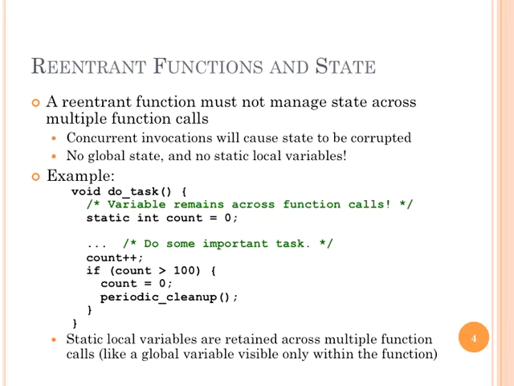But when I exit the function, the local variable doesn't go away. It retains its value. So the next time I call the function, it still has the old value of count. Now, how would I implement this?